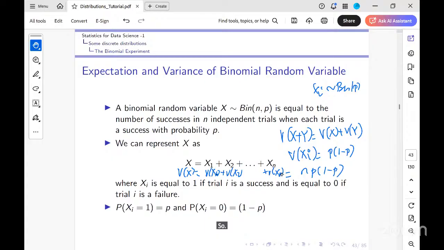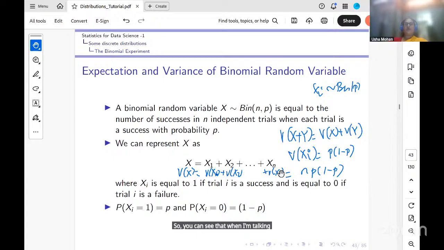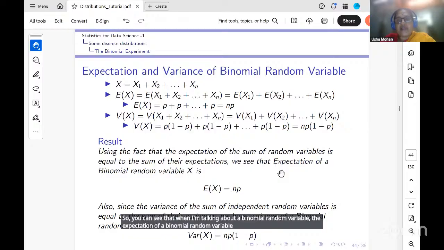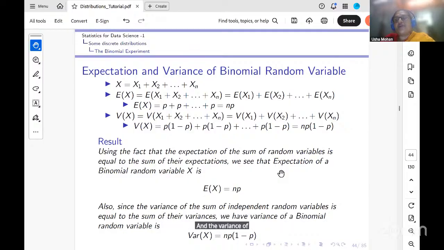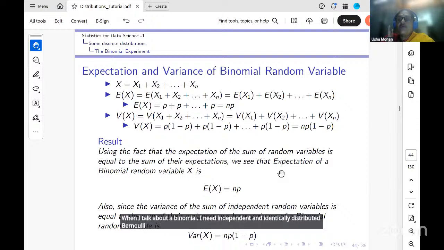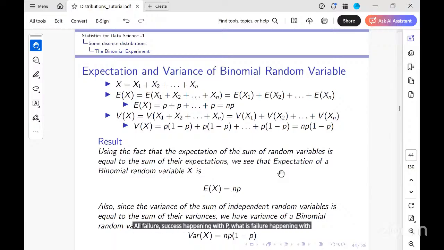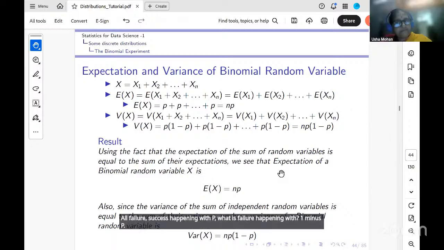So you can see that when I'm talking about a binomial random variable, the expectation is n into p, and the variance is n into p into 1 minus p. When I talk about a binomial, I need independent and identically distributed Bernoulli trials, where a Bernoulli trial has only two outcomes, which I'm terming as success or failure. Success happens with p. What is failure happening with? 1 minus p. Is this clear?